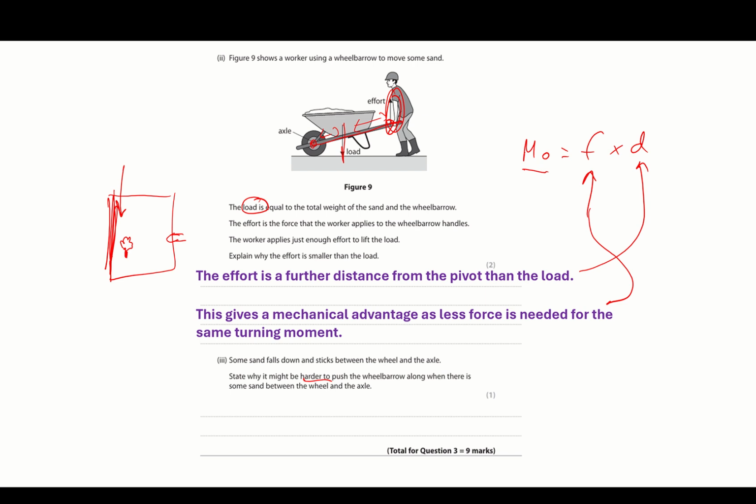Why is it harder to push? So we're going to have to talk about friction. We've got some sand, and that's providing additional friction. So there will be more friction, and this will transfer more wasted heat energy. Done.